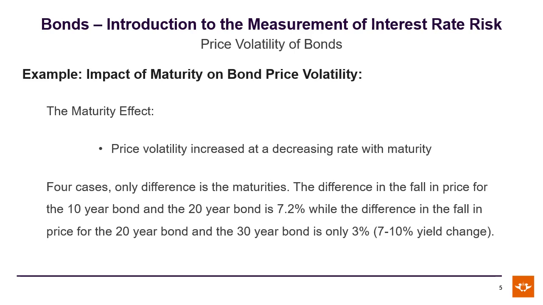So here we look at the difference in the fall in prices for the 10-year and the 20-year bond, which is 7.2%. And when we compare it to the difference in the fall in the price between the 20 and 30-year bond, which is only 3%, we notice that price volatility, although it's increasing as maturity increases, is actually doing so at a decreasing rate.